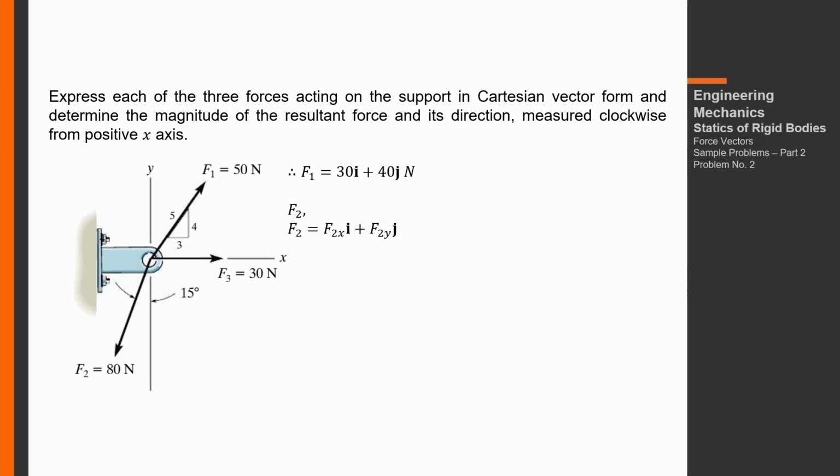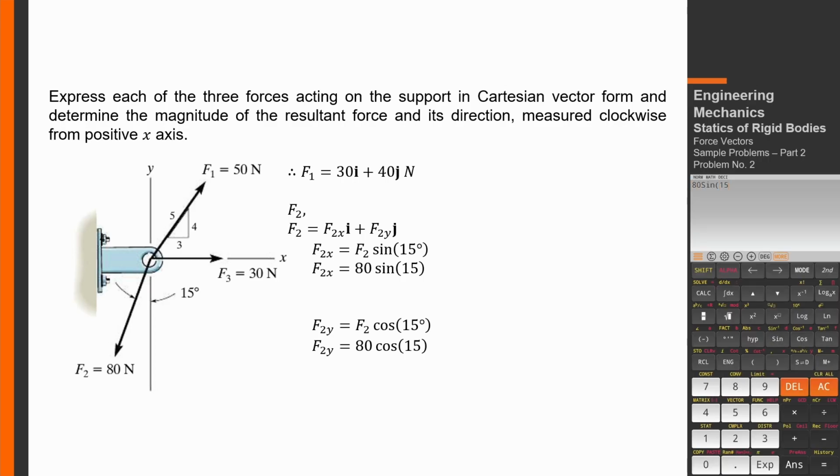Para naman sa F2, ito yung para sa Cartesian vector form. F2x or yung x component, sin 15 dahil yung 15 angle dun sa figure ay opposite yung x component or yung parallel dun sa x component. Kaya sin yung gagamitin. Sin is equal to opposite over the hypotenuse, kaya sin 15. Therefore, F2x is equal to 80 sin 15. Yung y component naman, F2 cosine 15 degrees. So 80 cosine 15, solve natin.